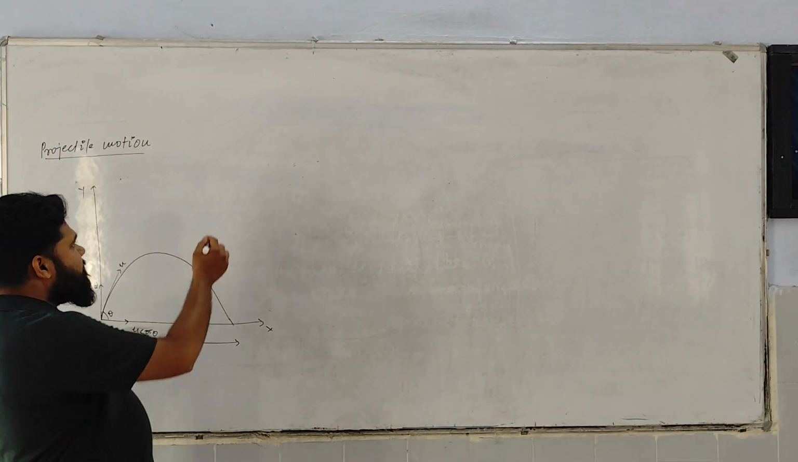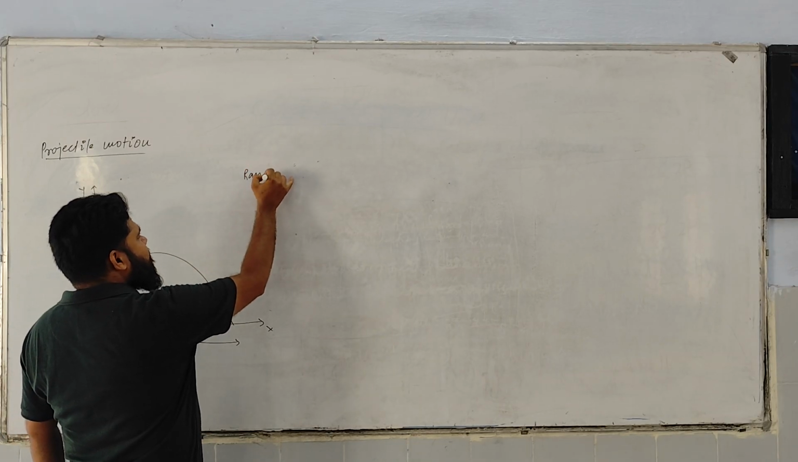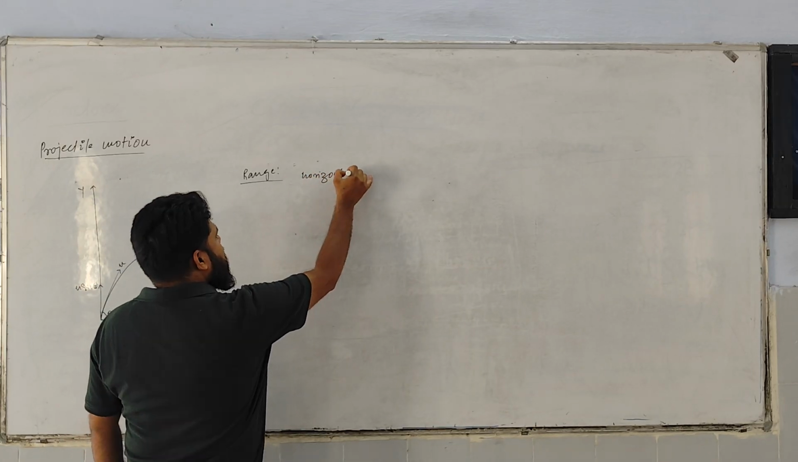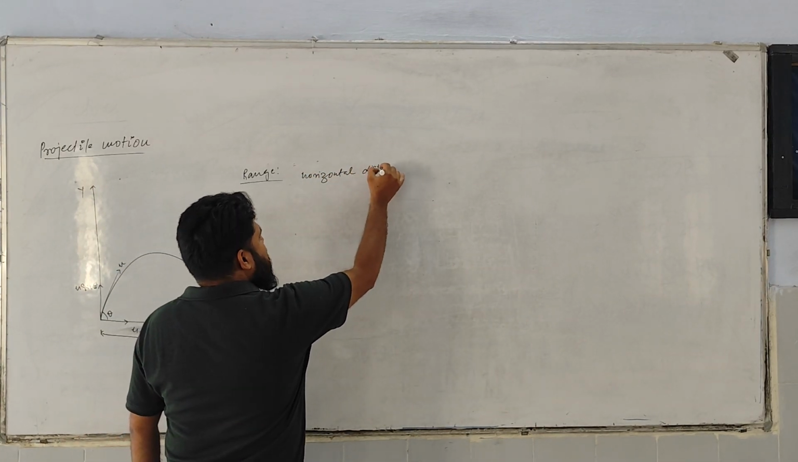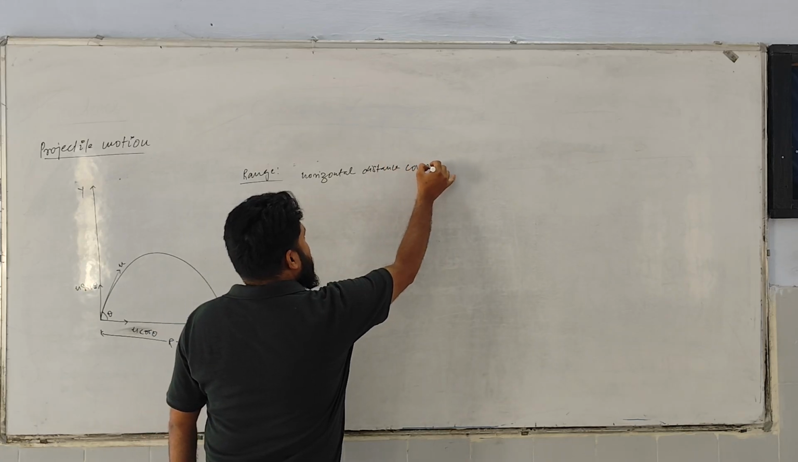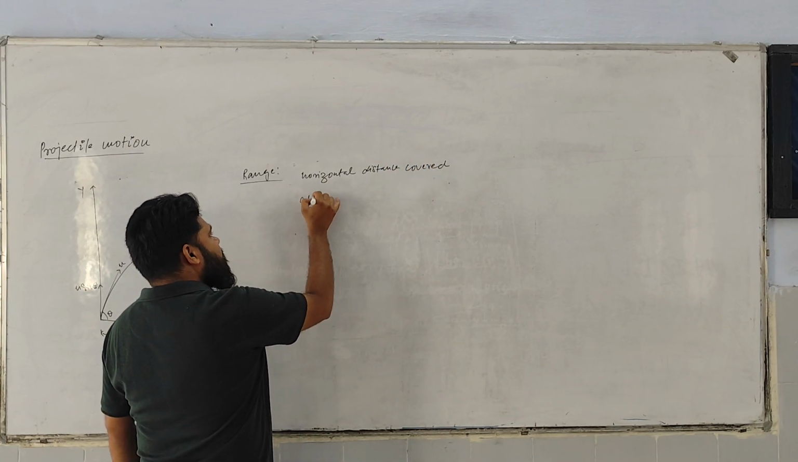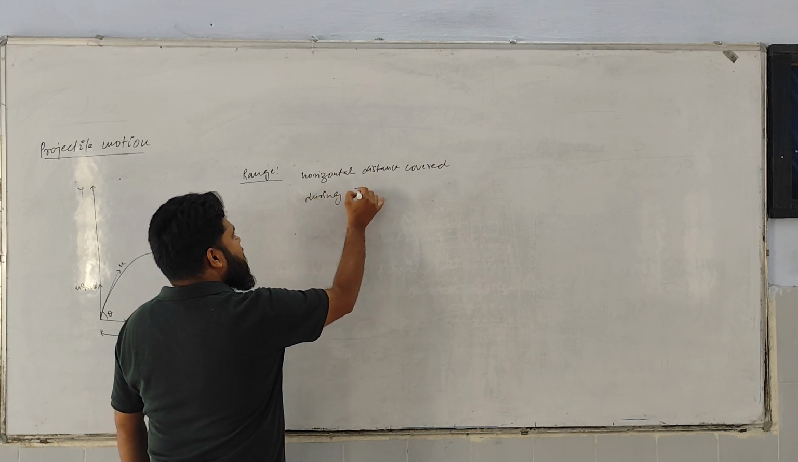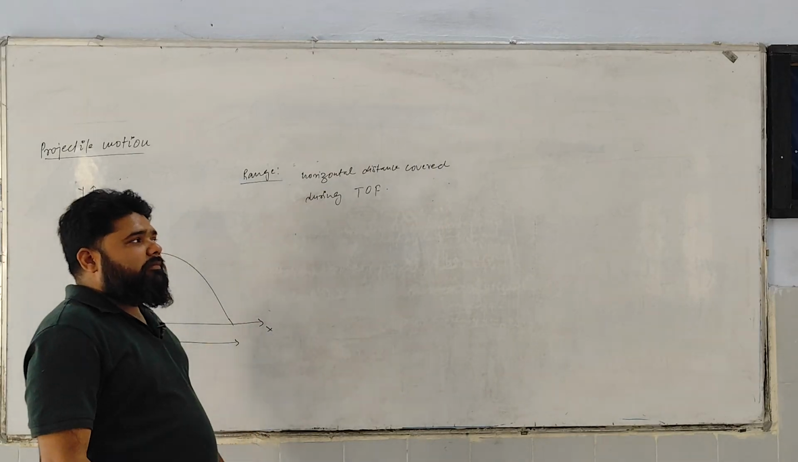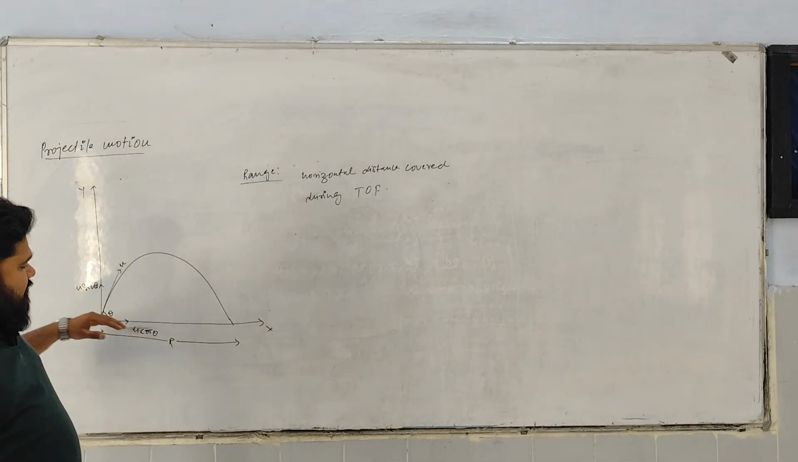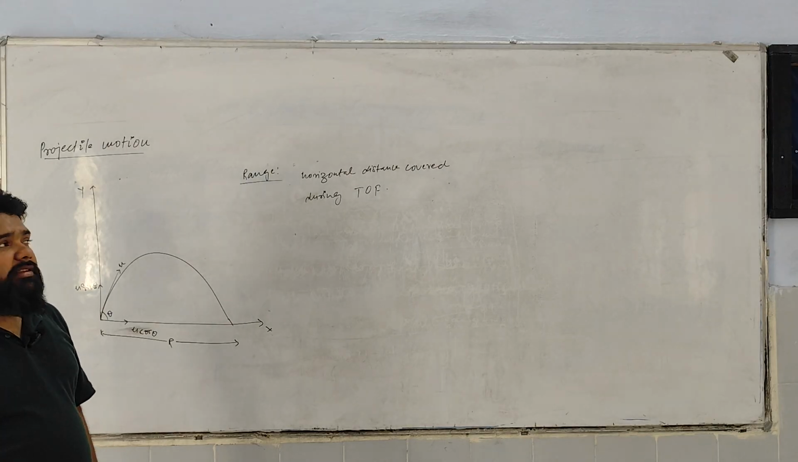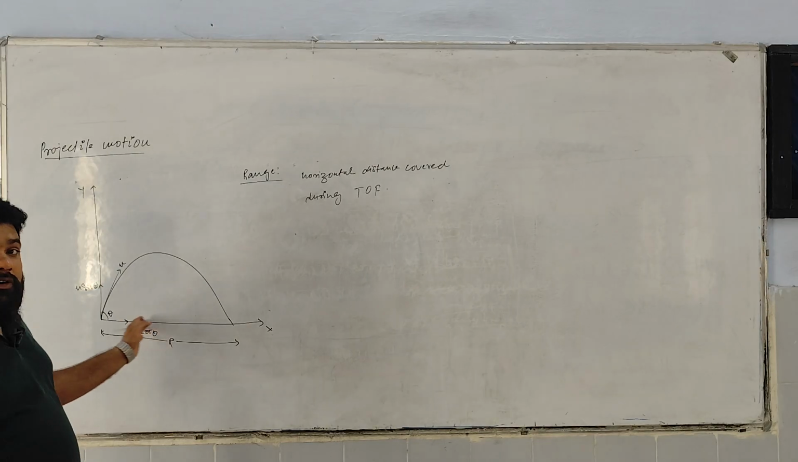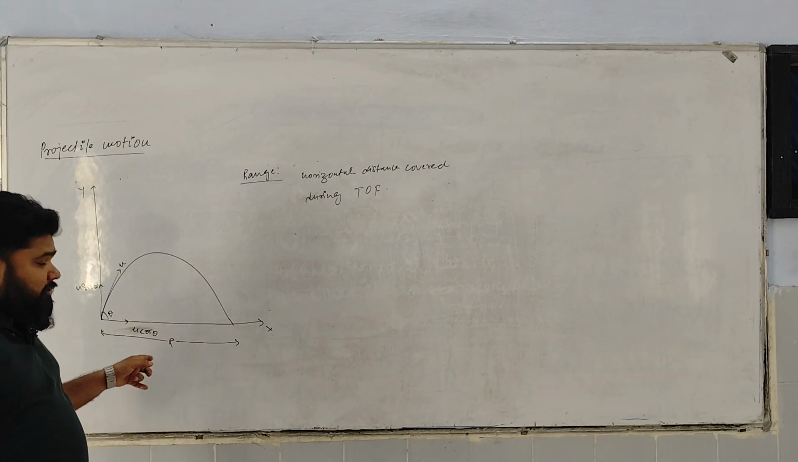So to find out the range, horizontal distance covered during time of flight. यानी कि टाइम ऑफ फ्लाइट के दौरान जो वो हॉरिजॉन्टल डिस्टेंस कवर करेगा, that is the range. So which component of the velocity is responsible to move along the horizontal distance, which is u cos theta.